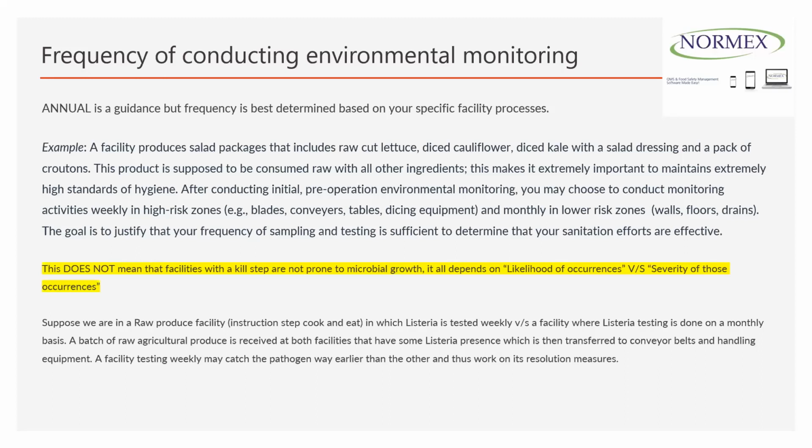So after conducting initial pre-operational environmental monitoring, you may choose to conduct monitoring activities weekly in high-risk zones. So those high-risk zones could be the blades, the conveyors, the tables, the dicing equipment, where those raw produce are diced or washed or cut or shredded into pieces, and monthly in lower risk zones such as walls, floors, and drains. The goal here is only to justify that your frequency of sampling and testing is sufficient to determine that your sanitation efforts are effective.